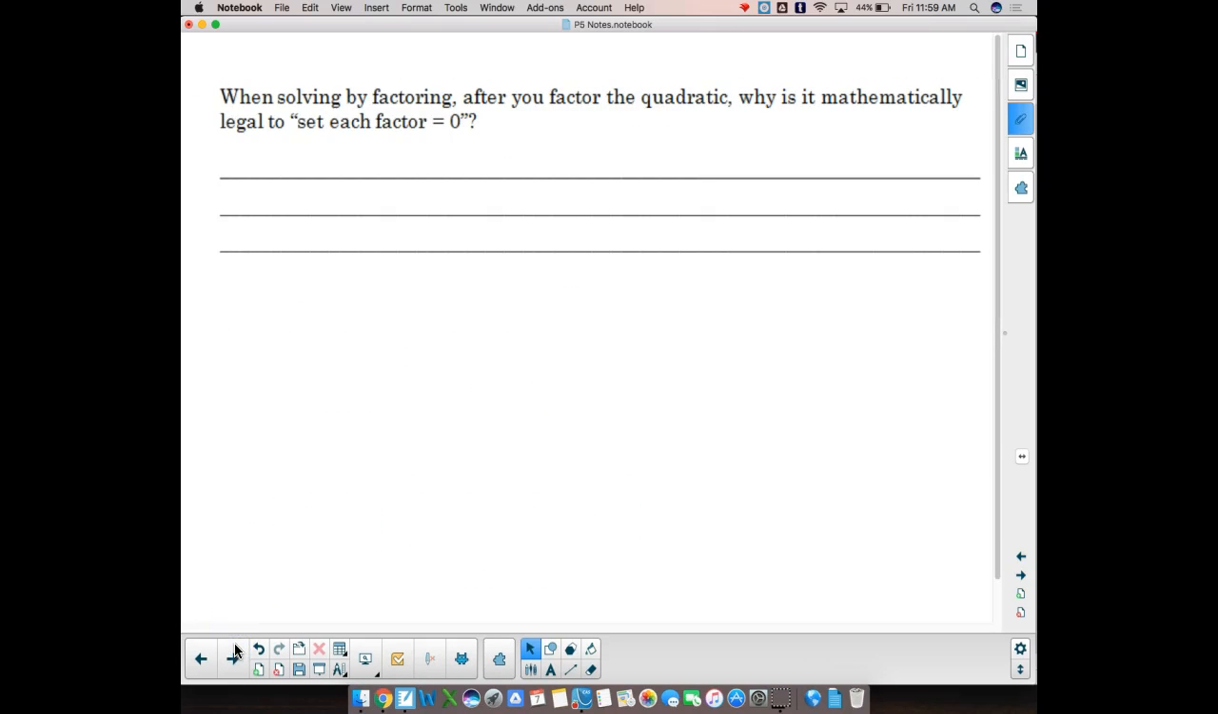Okay. When factoring, after you factor the quadratic, why is it mathematically legal to set each factor equal to 0? Well, it's legal because I say it is. Okay. It's actually legal because of something called the zero product property.